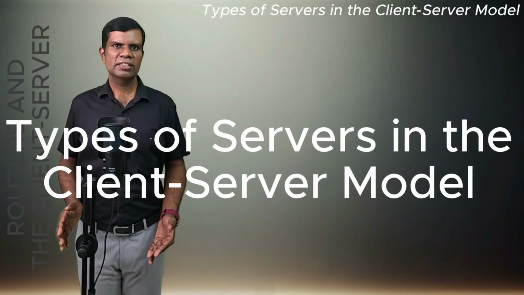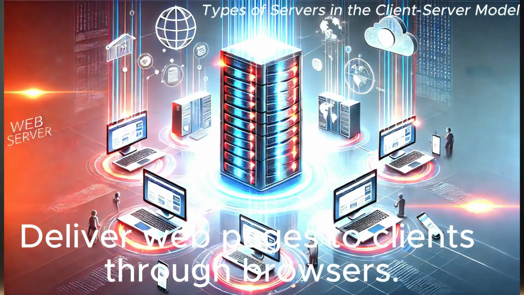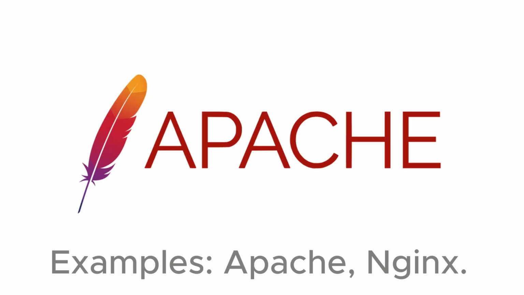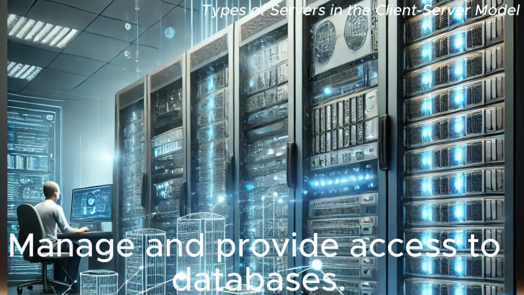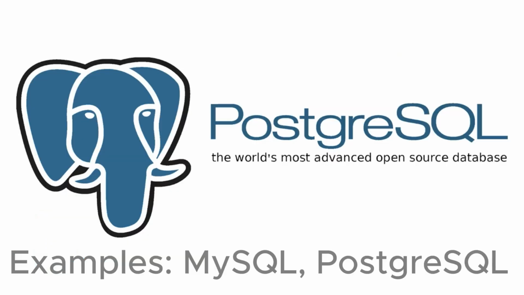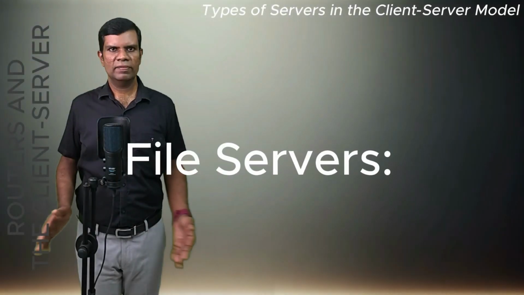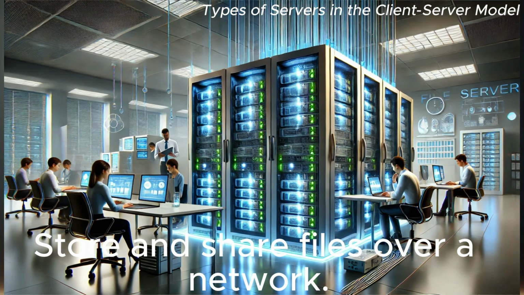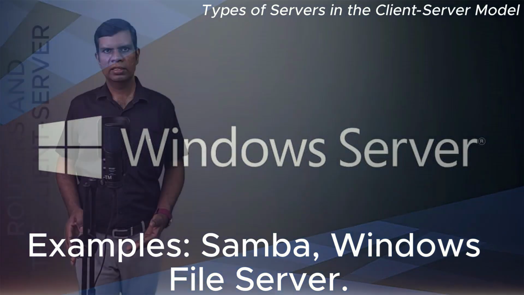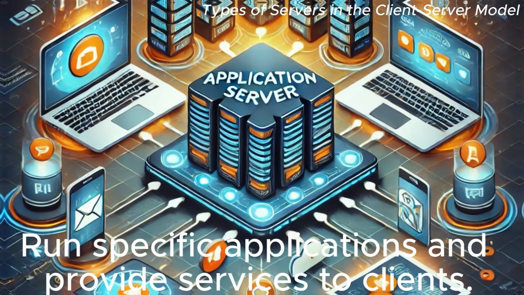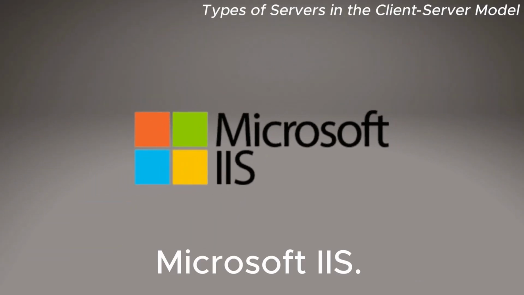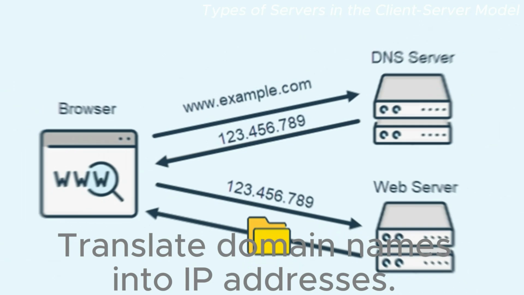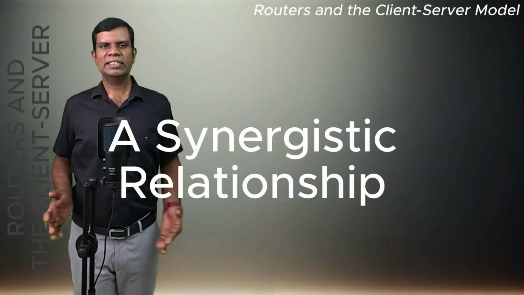Types of servers in the client-server model. Web servers. Deliver web pages to clients through browsers. Example: Apache, Nginx. Database servers. Manage and provide access to databases. Example: MySQL, PostgreSQL, SQL Server. File servers. Store and share files over a network. Example: Samba, Windows File Server. Application servers. Run specific applications and provide services to clients. Example: Java Application Server, Microsoft IIS. DNS servers. Translate domain names into IP addresses. Routers and the client-server model, a synergistic relationship.